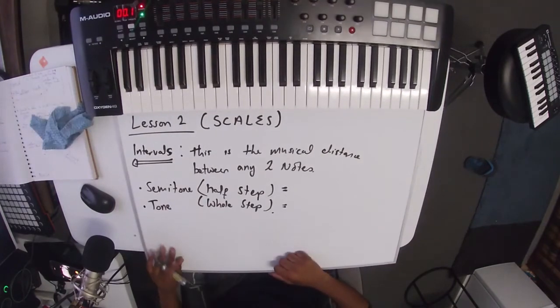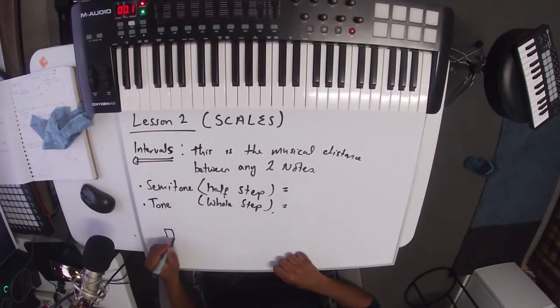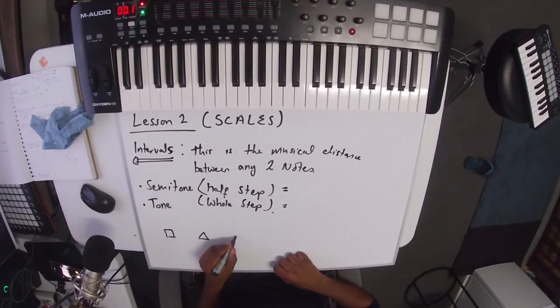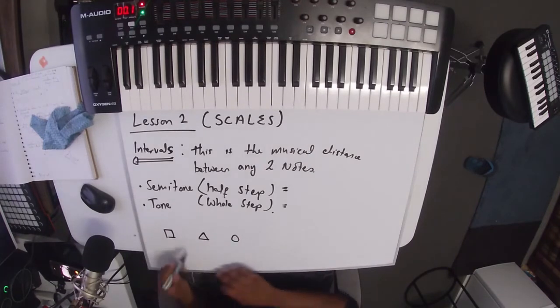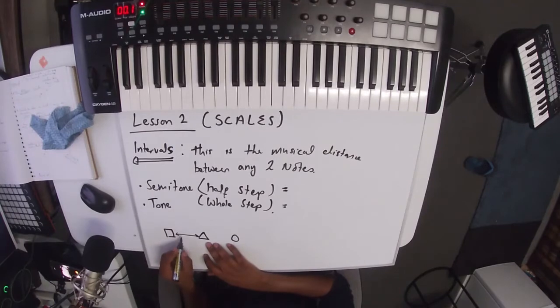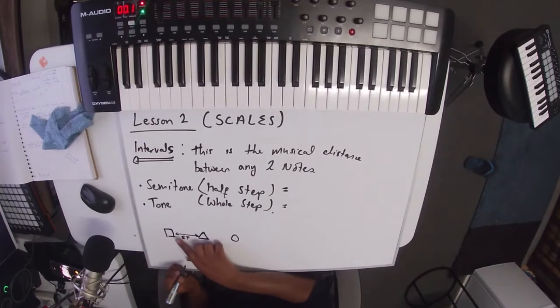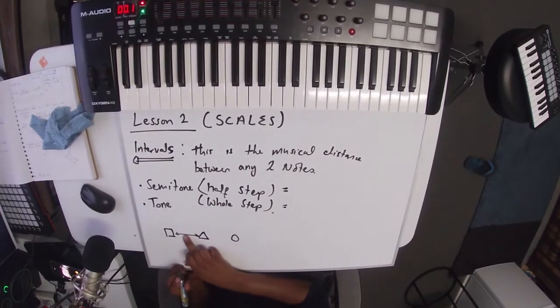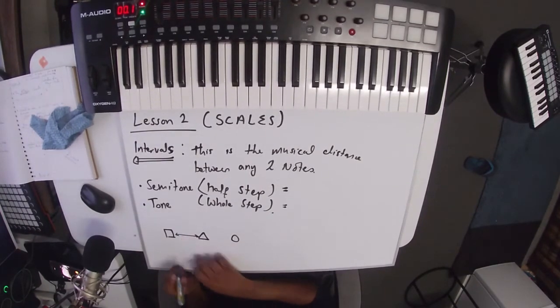So for instance, if this is a musical note, and this is a musical note, and this is a musical note, the nearest neighbor to this note would be this one. So the distance which exists between these two notes is what we call a semitone. I'm going to use S for semitone.